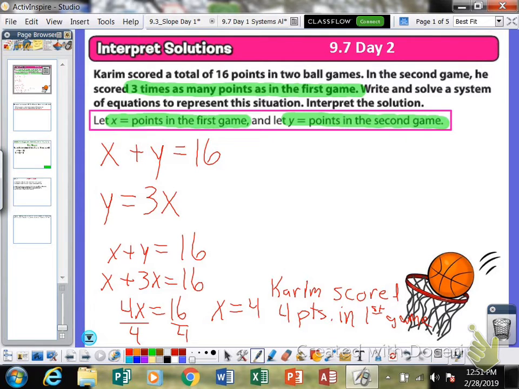Now, we found our x. So now that we know what our x is, we can substitute it in for x in our second equation, because we know y equals 3x. Before we didn't know x, now we know what x is. So we can substitute 4 in for x in our second equation. So we have y equals 3x. Substitute 4 in for x. We get y equals 3 times 4, and we get y equals 12.